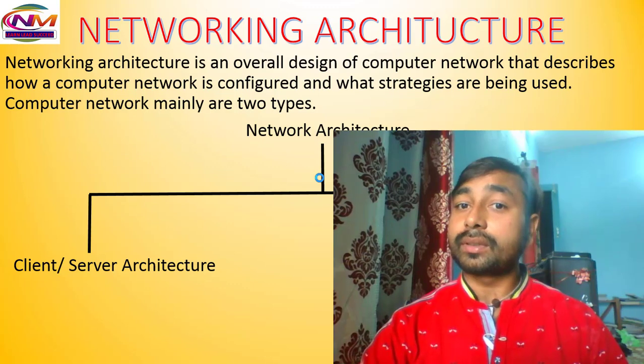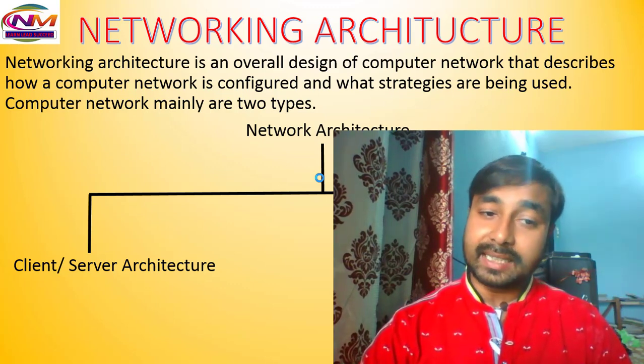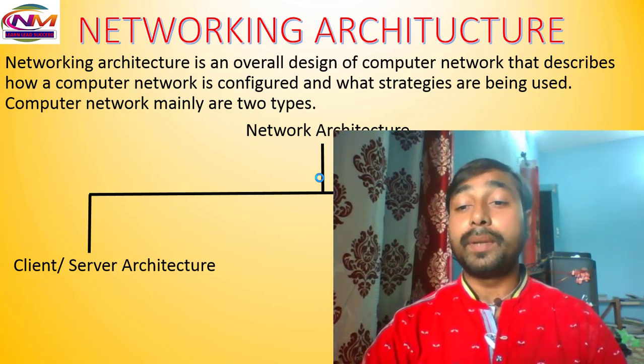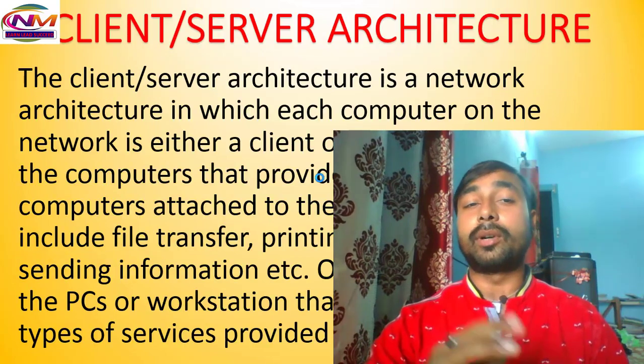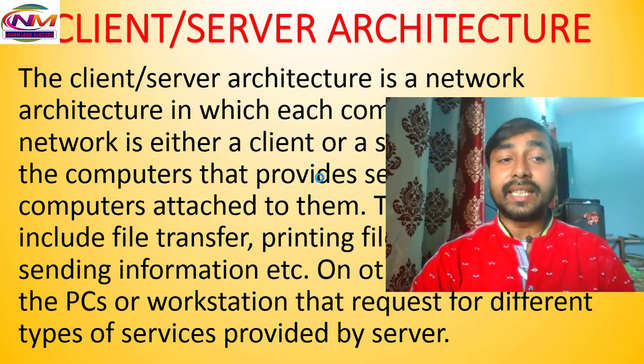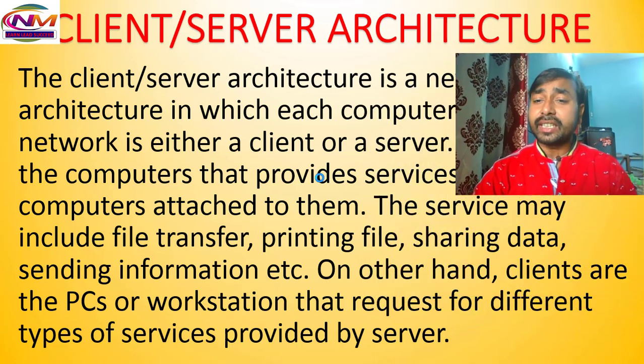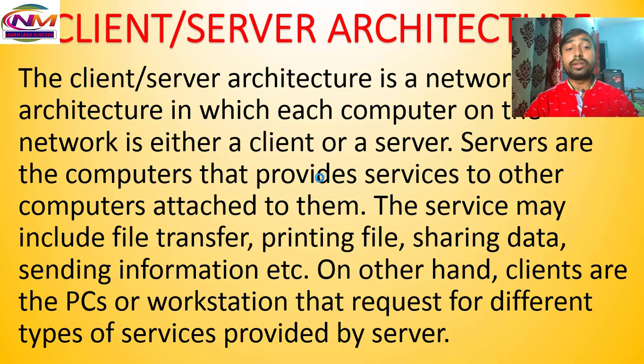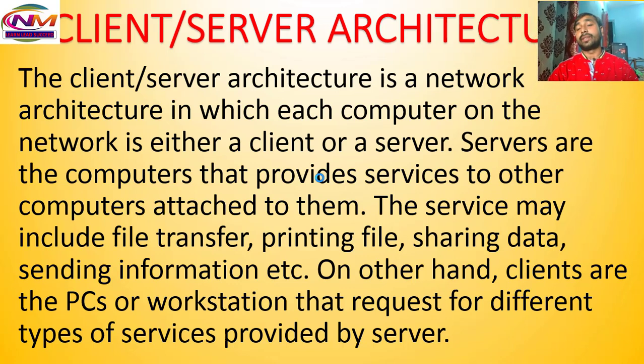There are two types of network architecture. One is client-server architecture and the second one is peer-to-peer network. Let's start with client-server architecture. Client-server architecture is a network architecture in which each computer on the network is either a client or a server. So how can we decide which one is the client and which one is the server?